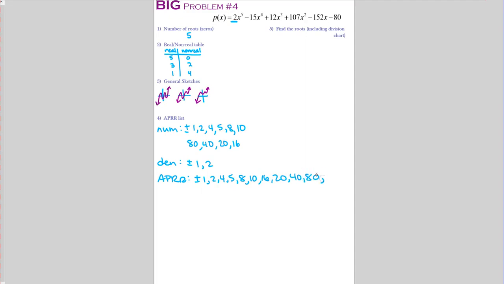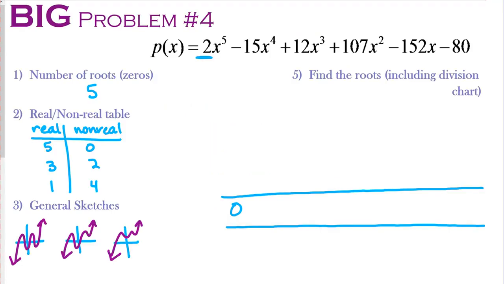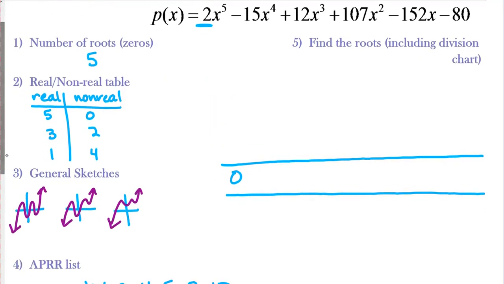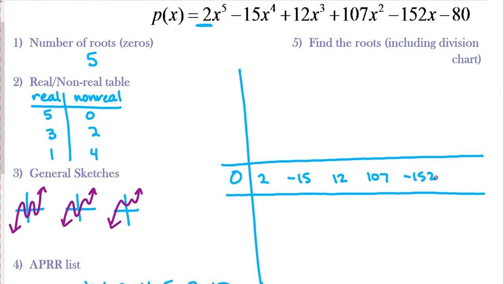And then all of those numerators over 2. So 1/2, 2 over 2 is not new, 4 over 2 is not new, 5 over 2 is, 8 over 2, no, 10 over 2, everything else is even, so that's it. Okay. So now let's go ahead and do that synthetic division chart. Let's see if I can make my window a little bit more helpful. Okay. So we have 2, negative 15, 12, 107, negative 152, and negative 80.